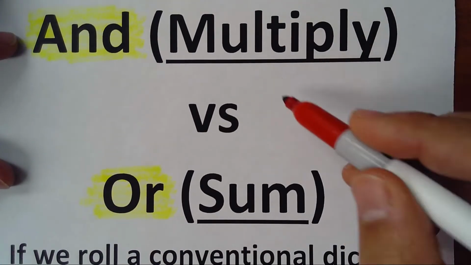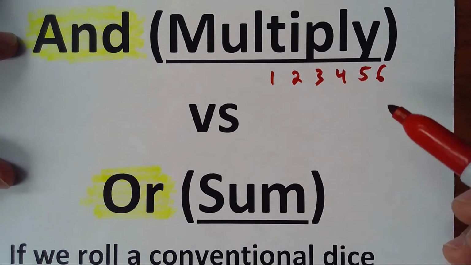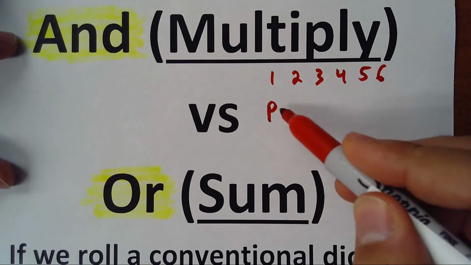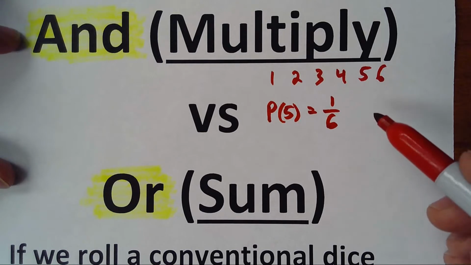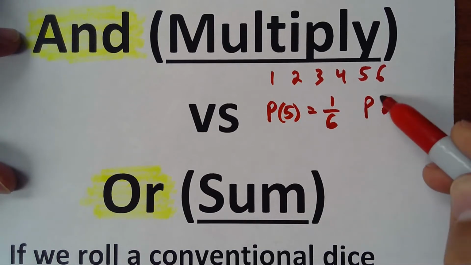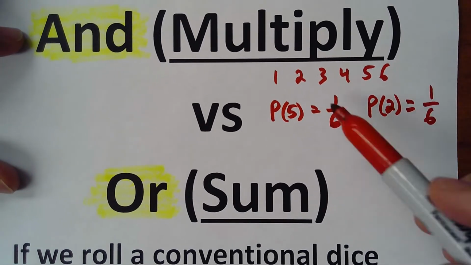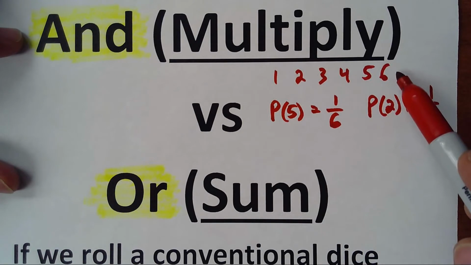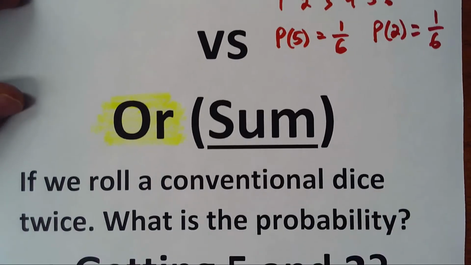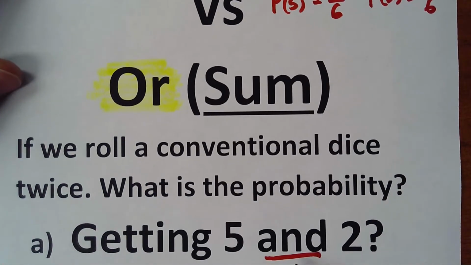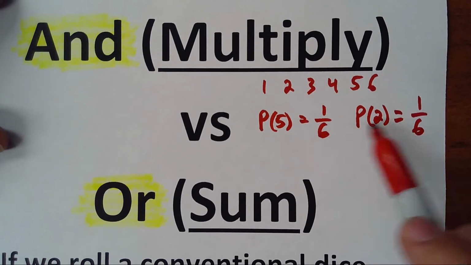So when we have 6 numbers in a dice, 1, 2, 3, 4, 5, and 6, the probability of getting a 5 is equal to 1 over 6. And the probability of 2 is equal to 1 over 6, because there is just one 2 out of 6 numbers and there is only one 5 out of 6 numbers. So we have here the two probabilities they're asking for: the probability of getting a 5 and a 2. So individually, those are the probabilities, 1 over 6 and 1 over 6.